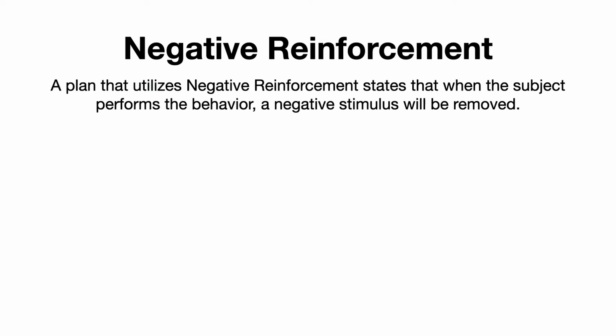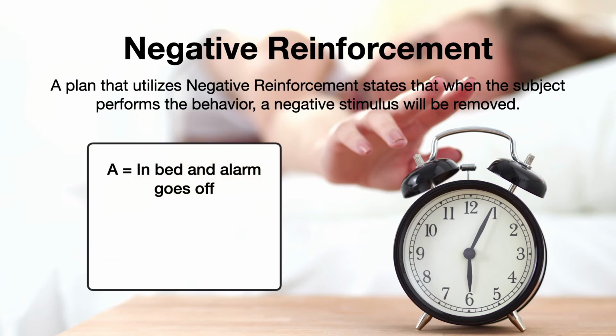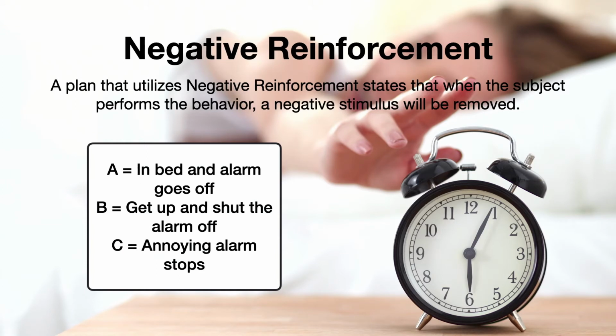So let's look at some really concrete examples here. The first, we all know about the horrid alarm clock. Now, the alarm clock represents a negative reinforcer, and here's how it works in the ABC contingency theory. We are in an antecedent state of being in bed and the alarm goes off. If I engage in the behavior of getting up and shutting the alarm off, the annoying alarm stops. It only stops if I get out of bed. If I stay in bed, the annoying sound's going to keep on going. If I get up and shut it off, I've engaged in the behavior to release myself from that annoying sound.